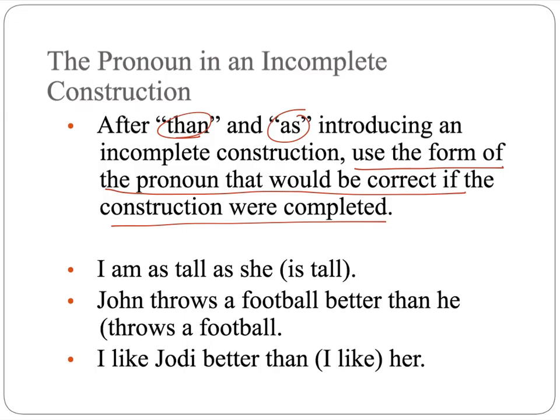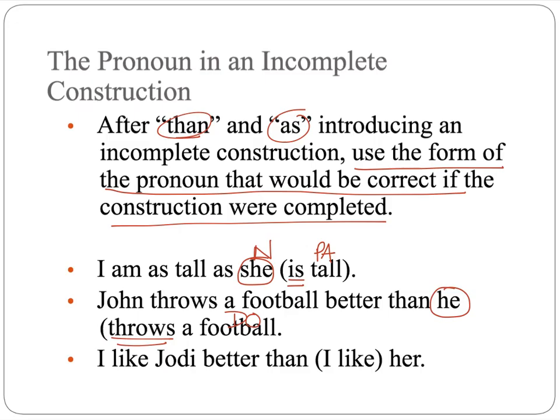If you were to complete the construction of that sentence, it would say, I am as tall as she is tall. In that case, she is the subject and therefore is a nominative case pronoun. In the second example, we have John throws a football better than he. If I were to complete the construction of that sentence, it would read, John throws a football better than he throws a football. And again, we see a nominative case pronoun used as the subject.